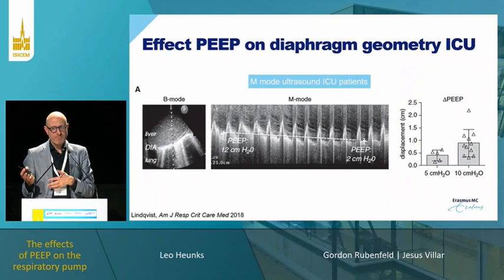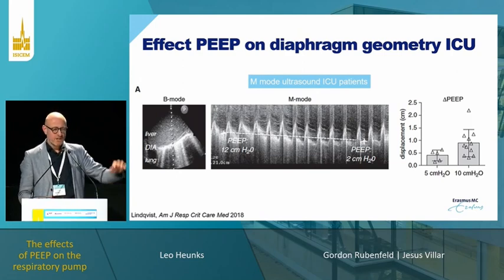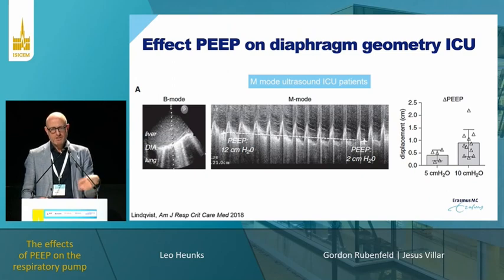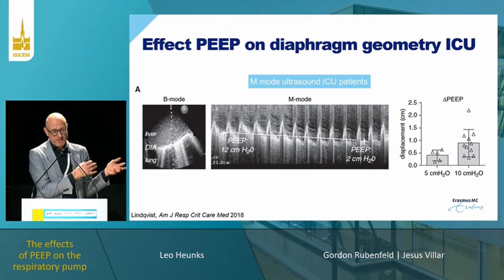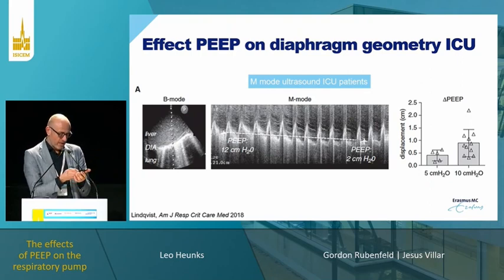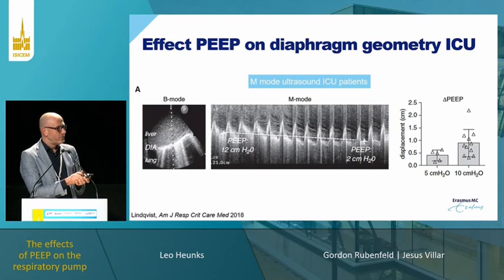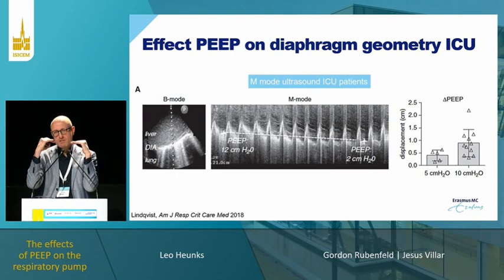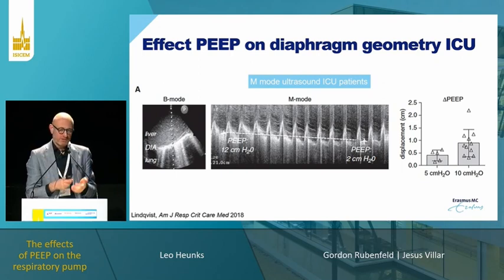Just a small sidestep, because you would say, yeah, this is in healthy subjects, who cares? Well, we did more or less the same in ICU patients, so ventilated patients with ARDS, at this time not in MRI, but with quite sophisticated ultrasound, and we also found that increasing the level of PEEP results in a downward movement of the top of the diaphragm.